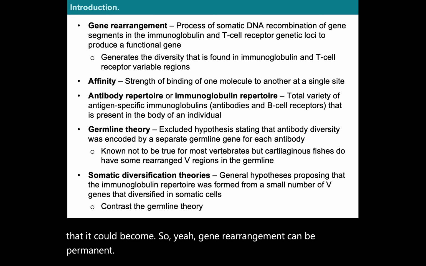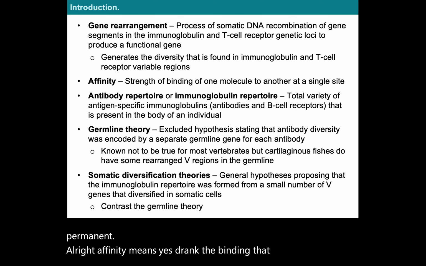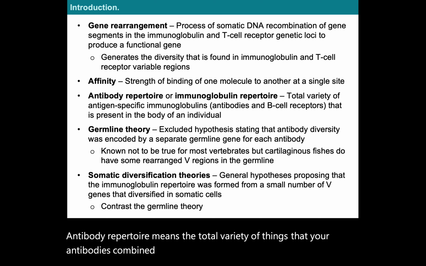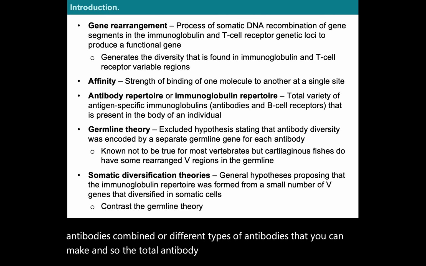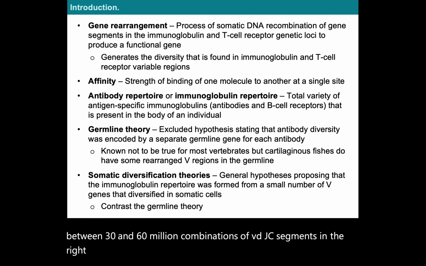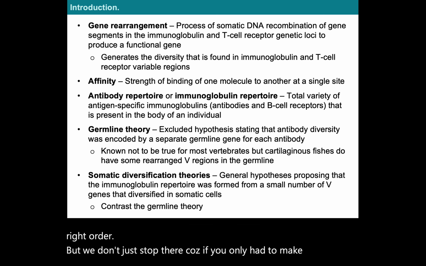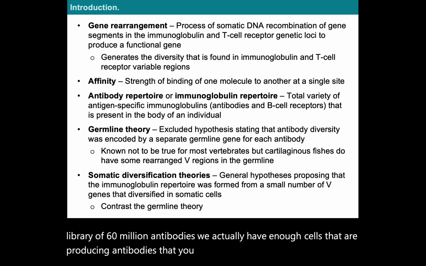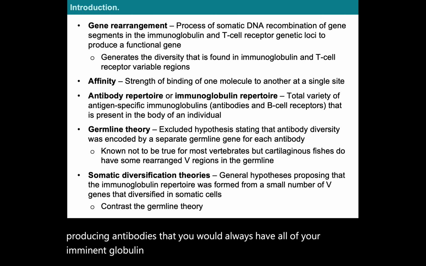All right, affinity means strength of binding. That makes sense. Antibody repertoire means the total variety of things that your antibodies can bind to, or different types of antibodies that you can make. And so the total antibody repertoire of a human is somewhere between 30 and 60 million combinations of V, D, J, and C segments in the right order. But we don't just stop there, because if you only had to make one from a library of 60 million antibodies, we actually have enough cells that are producing antibodies that you would always have all of your immunoglobulin repertoire produced at any one time.